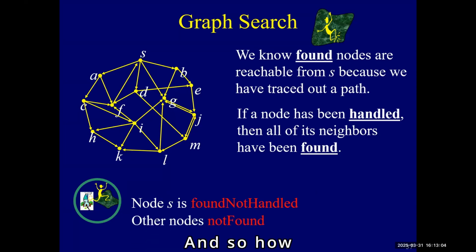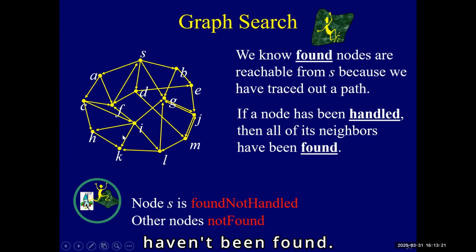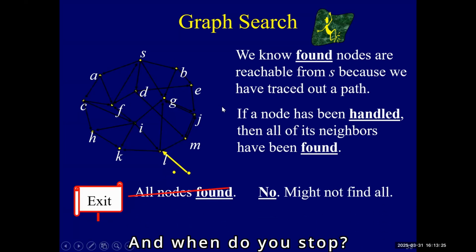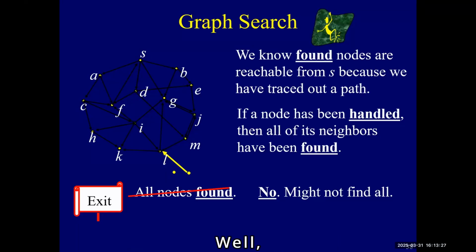And so how do we start? As I've said, S is found. We're searching out from S, so we found S. We know there's a path from S to S, but it's not handled, and all the other nodes haven't been found. And when do you stop? Well, yeah.